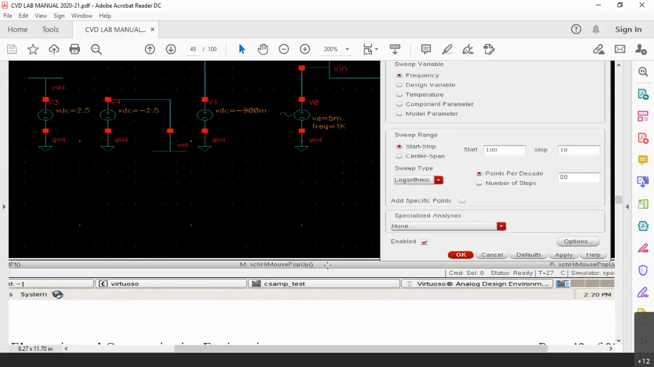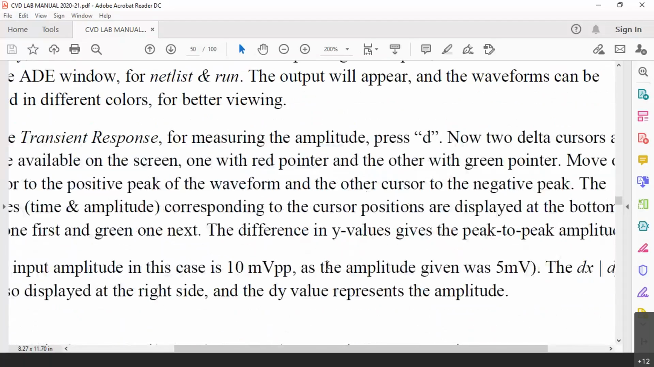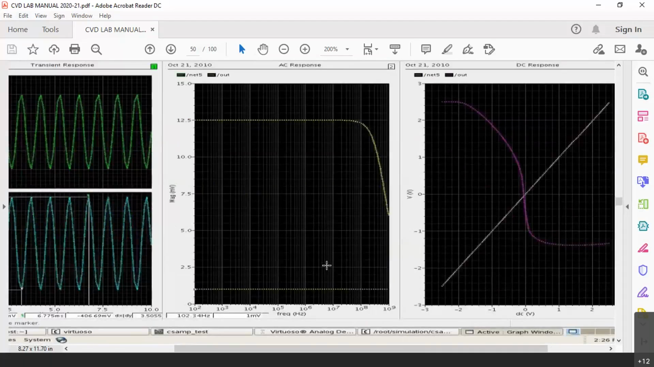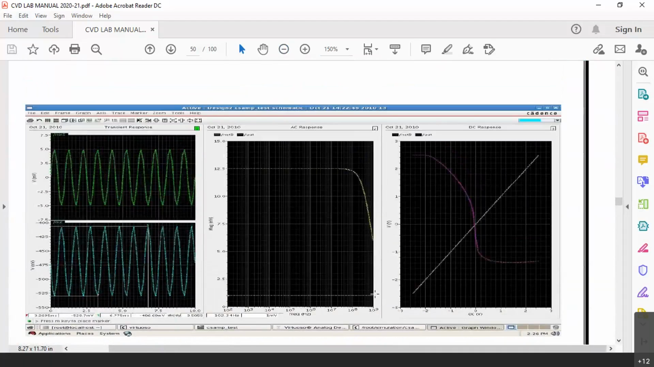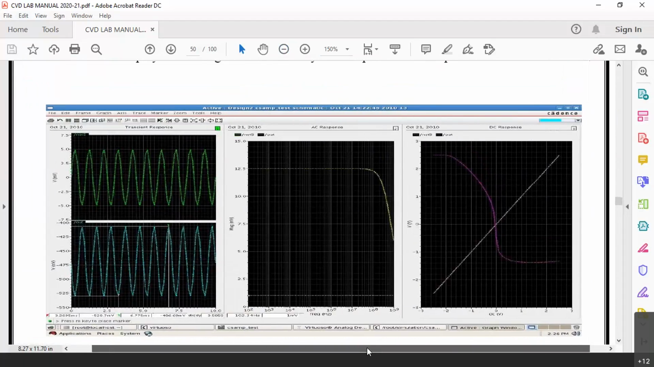So then when you simulate, you are seeing this curve. Let me slightly zoom out. Now you are seeing this curve. You can see the transient response here, where you can see the input signal and the output signal are 180 degrees out of phase, which is supposed to be so in the case of a common source amplifier, because common source amplifier is the same as the common emitter amplifier with BJT.